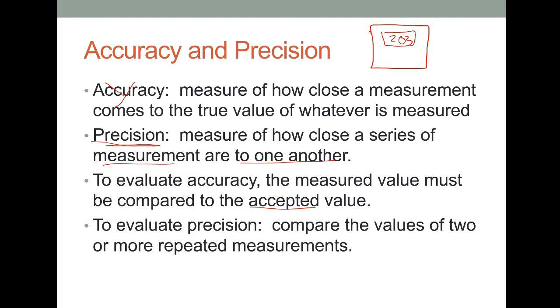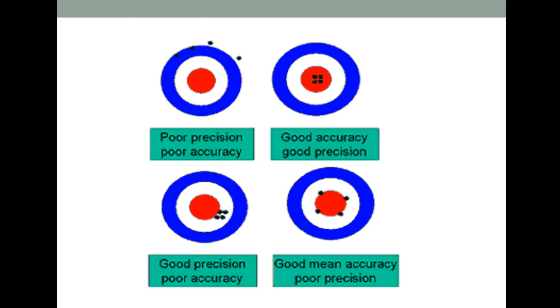Precision, on the other hand, you compare a bunch of measurements to each other. And if they're close, then that would be precise. Often people use bullseyes to demonstrate accuracy and precision. So if the goal is to hit the bullseye, the dead center, this would be good accuracy. It's going right into the center, as well as good precision because they're all in the same location.